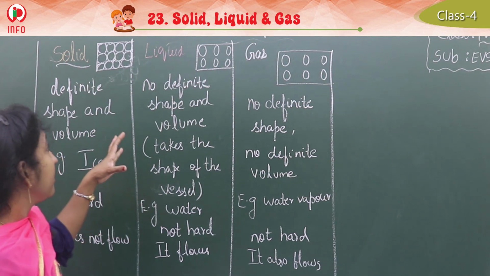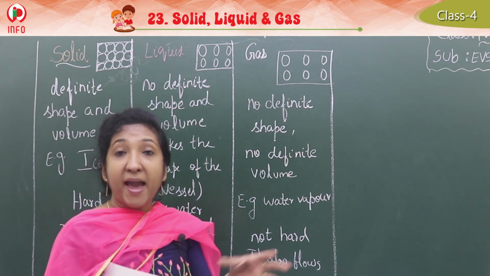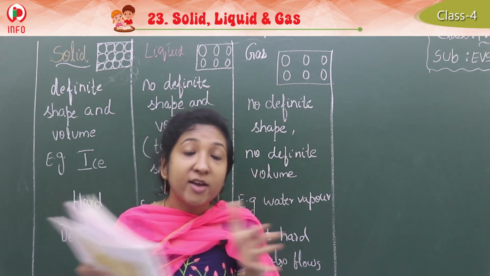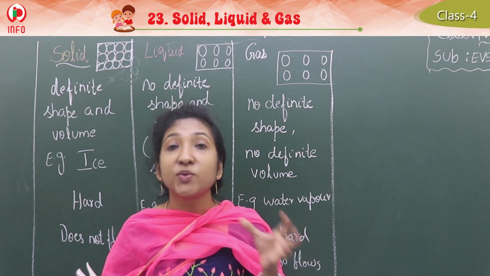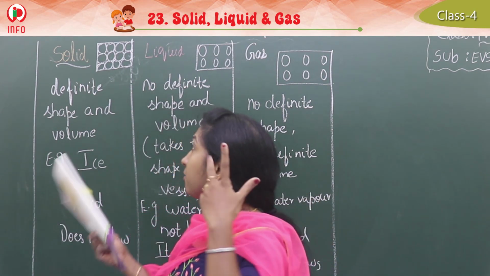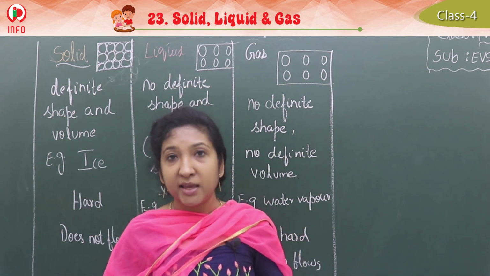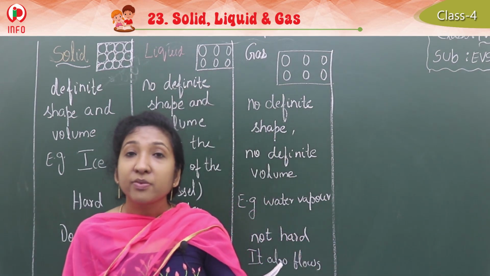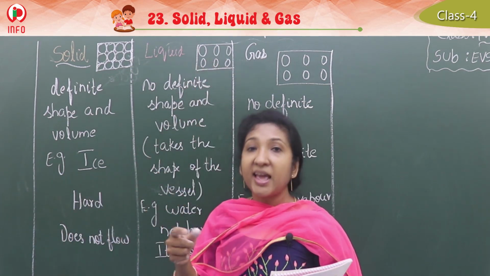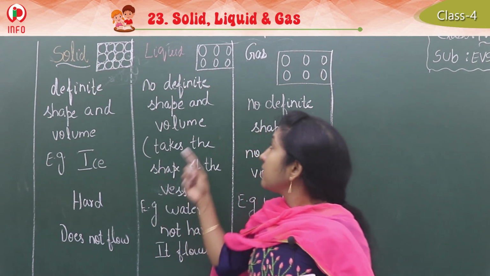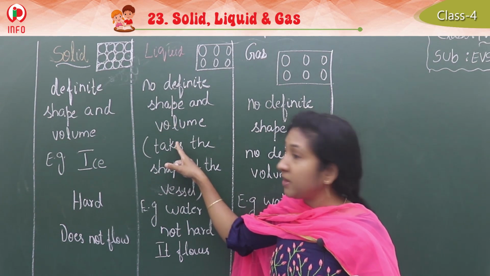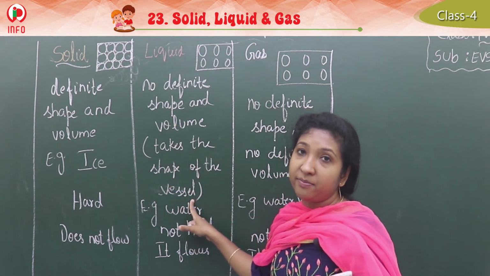Yes, in solids, the molecules are very tightly packed or closely packed, and the force of attraction between the molecules is so strong. That is why they have definite shape and volume. But in liquids, the molecules are less closely packed. They can move. So they do not have any shape, but they have volume. They take the shape of the vessel.